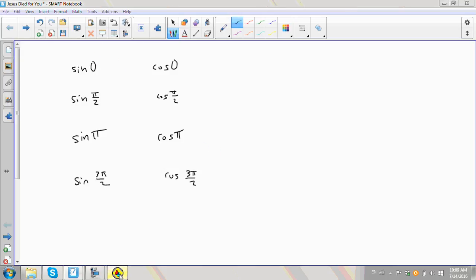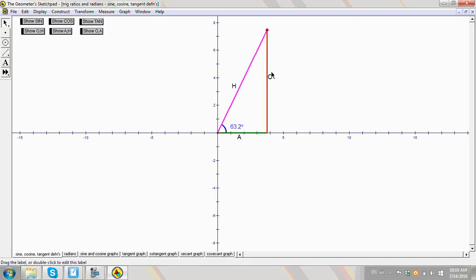Now let's take a look at this diagram here where I have the three sides of a right triangle labeled according to the angle here at the origin. Opposite, adjacent, and hypotenuse. Now remember that sine is the ratio of opposite to hypotenuse. So O divided by H will be the sine of the angle.